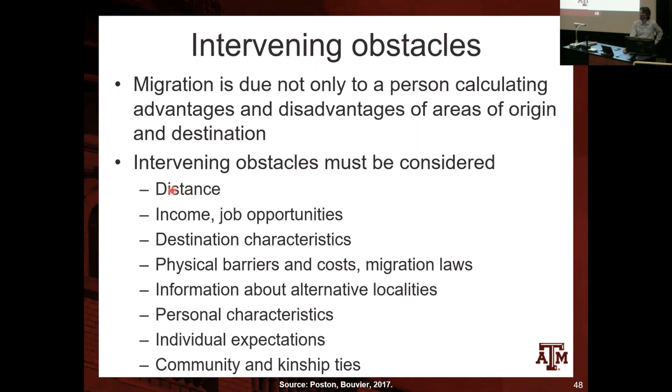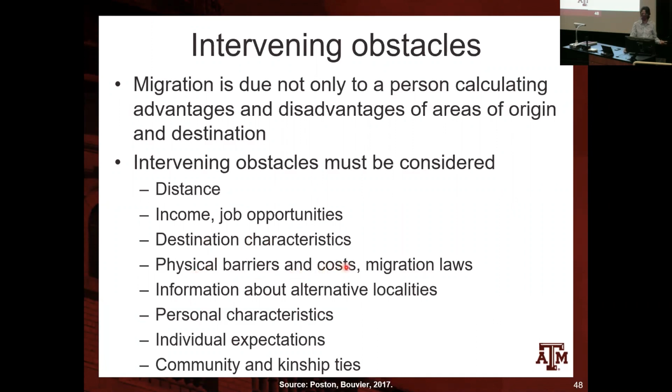So, distance. Farther away areas are less likely to receive migrants from a specific area. Income and job opportunities, which are contextual factors. What is the average earnings in a specific area or country? What are the job opportunities in those areas? They will attract more migrants if they have more job opportunities for them, if there's a demand for their work. Then the characteristics of the areas of destination, not only economic, but also health services, education opportunities, lower costs of living, and so on.